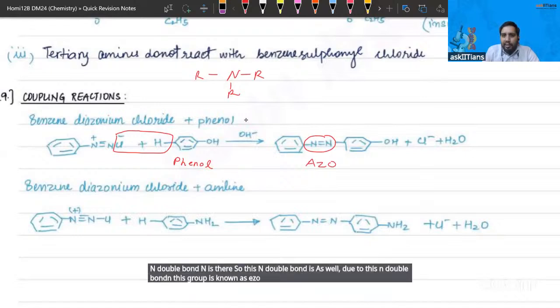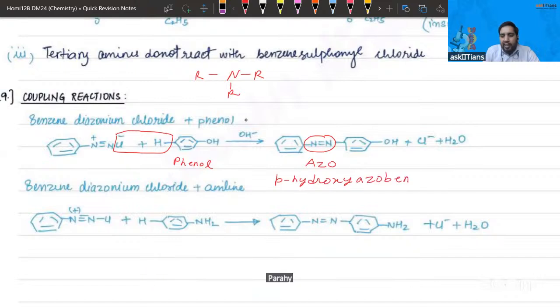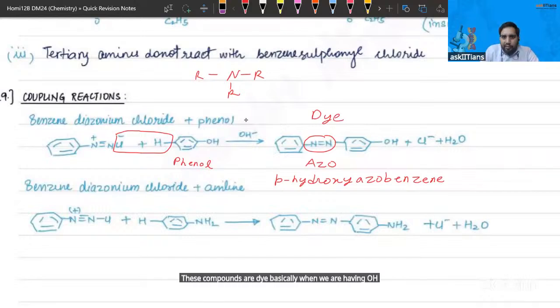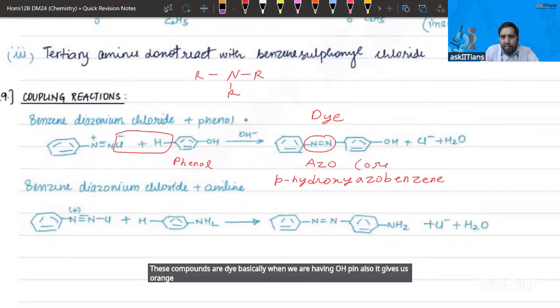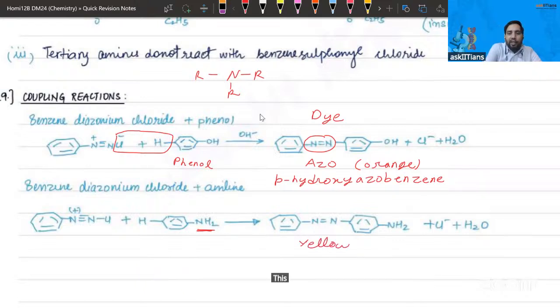This is known as para-hydroxyazobenzene. And this reaction is helpful for dyes. These compounds are dyes. Basically, when we have OH, phenol, it gives us an orange dye. This is the orange colored compound. And if we use NH2, then that compound will be para-aminoazobenzene, and this particular compound is yellow in color.